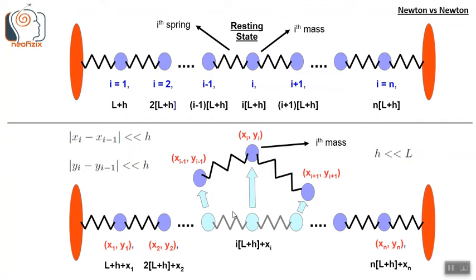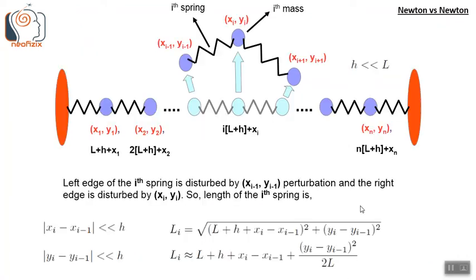In this limit, we can make neat first order linear approximations to force equations and reduce them to simpler forms. So that is why we use these approximations. The left edge of the ith spring is disturbed by x_{i-1}, y_{i-1}, this ordered pair perturbation. This perturbation corresponds to the movement of the (i-1)th mass. And the right edge of the ith spring is disturbed by the pair x_i, y_i. This perturbation corresponds to the ith mass movement.